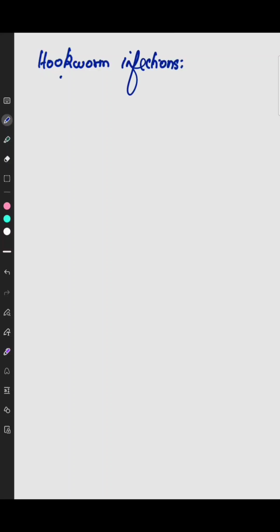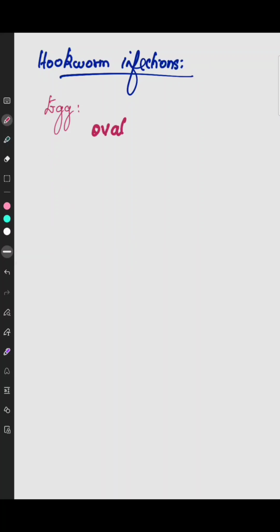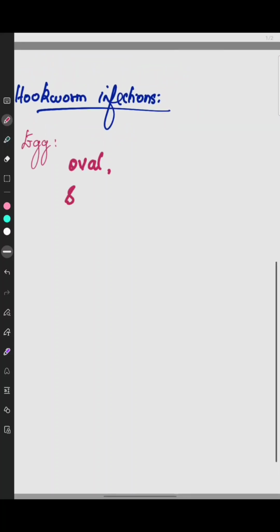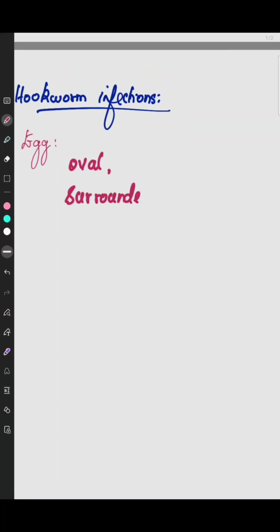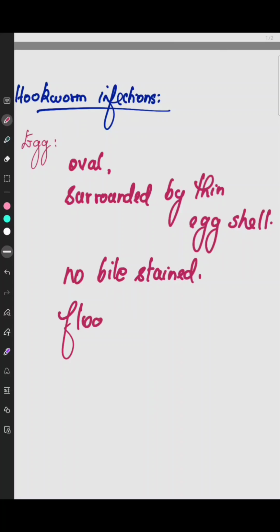which is one of the important causes of iron deficiency anemia. The species causing this infection are Ancylostoma duodenale and Necator americanus. Both the species have eggs and first larval stage of somewhat the same appearance. And then while doing stool microscopy, the eggs will be oval in shape, surrounded by a thin eggshell. The eggs will be non-bile stained so that they appear colorless in the saline mount. And the ovum is segmented containing 4 blastomeres. It floats in saturated salt solution.